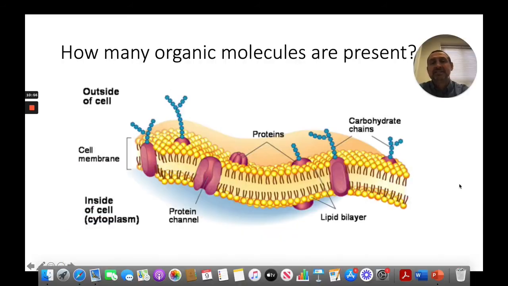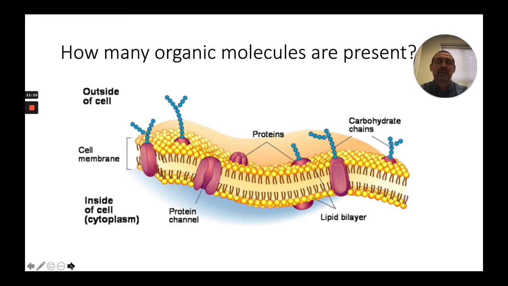Here's a picture of a cell membrane. Notice the different organic molecules that are present in the cell membrane. We have phospholipids, so that's a phosphate group with 2 lipid tails, we have protein channels, and we have carbohydrate chains. All these different organic molecules making up the plasma membrane of the cell.